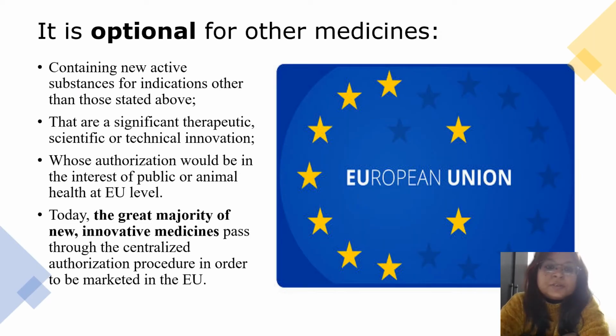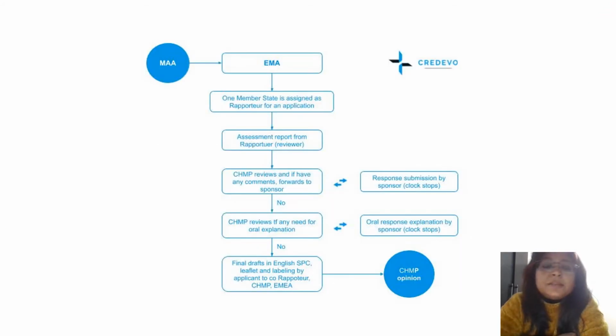Now, other optional categories which can also go through the centralized procedure route are new active substances or other innovative substances. The normal procedure followed for evaluation is that first you have to target one member state, then the rapporteur team will evaluate your dossier, then the complete committee will review and provide you comments if they find any, and then it forwards to the respective sponsors.